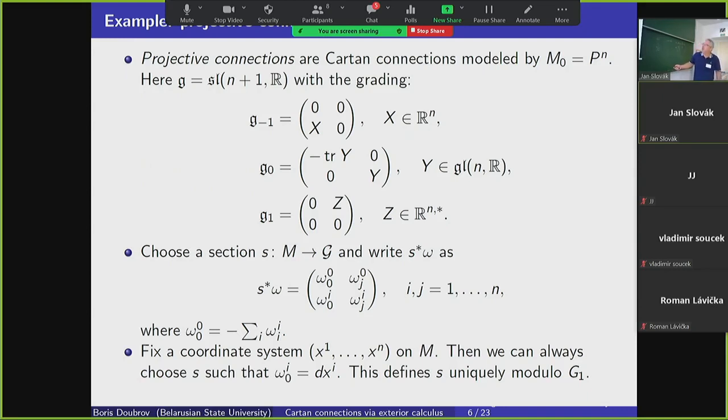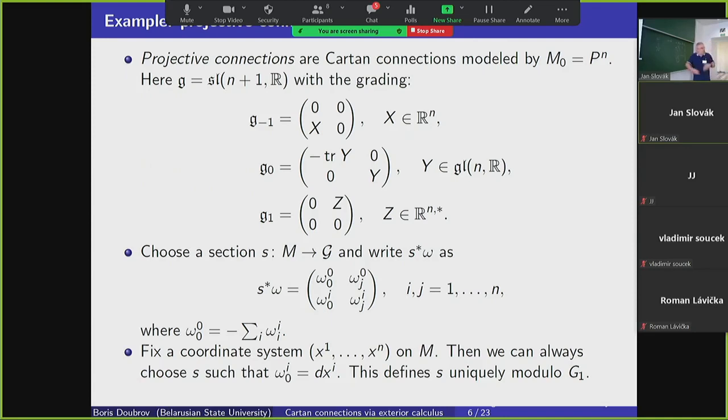And one thing you can do, and you can check this immediately, is that if you choose a section, you can modify your section by a part that sits in G0, so that you can always assume that this -1 part is just dxi's. So you can always adjust your section. If you fix a coordinate system, you can always assume that this part is just dx1, dx2, etc., dxn. Again, there's nothing invariant here. It's a simplification you can do if you fix a coordinate system.